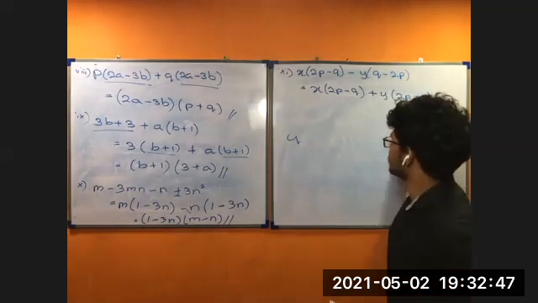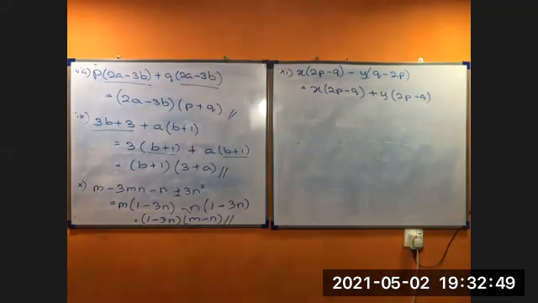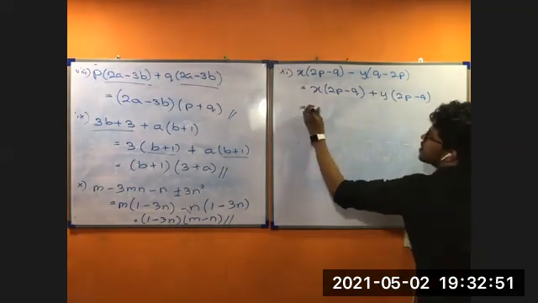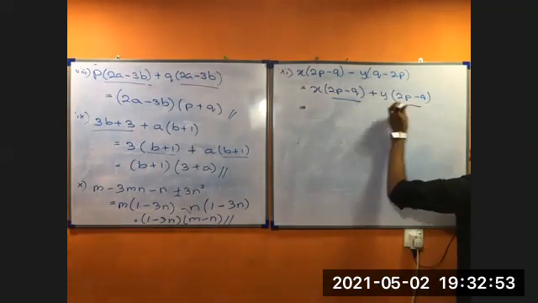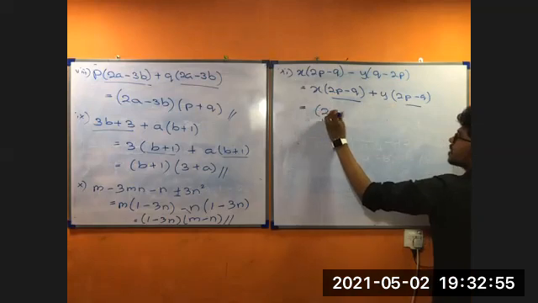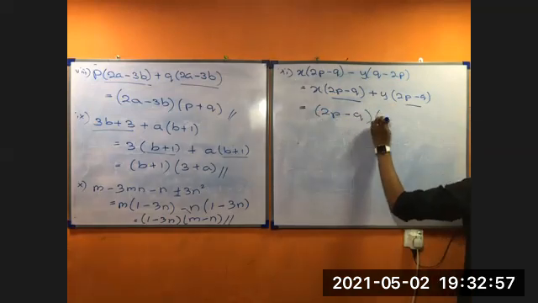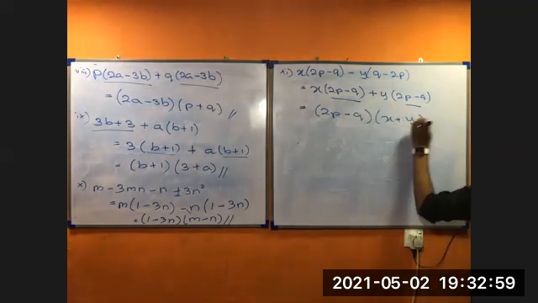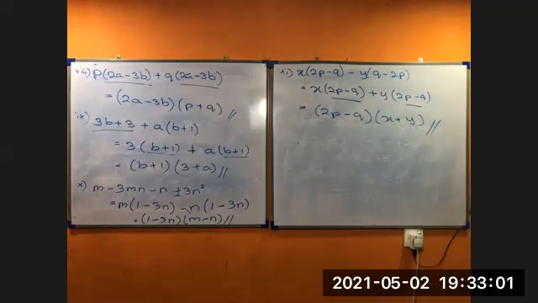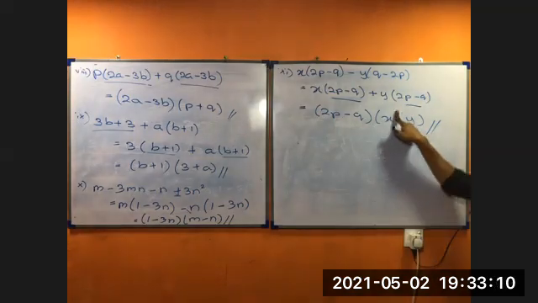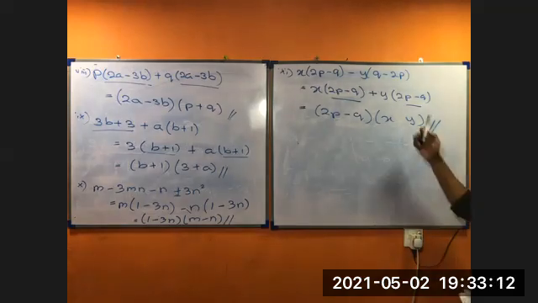Now you can continue. You are going to take 2p minus q outside. So 2p minus q, when you take it outside, leaves x plus y. So it is going to be 2p minus q times x minus y, right? Isn't it? X minus y.